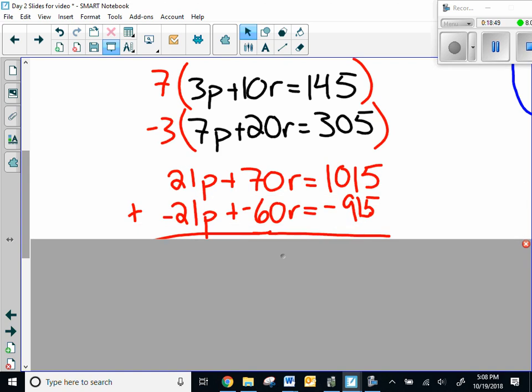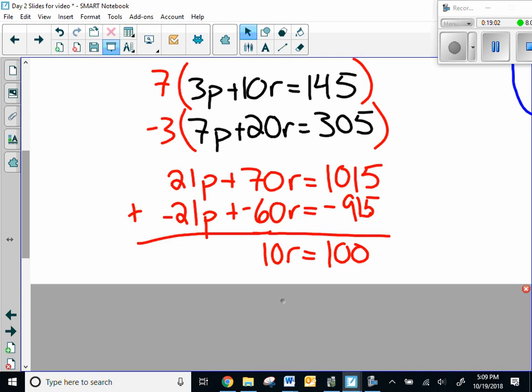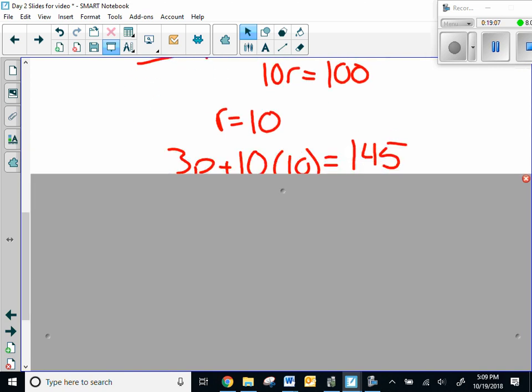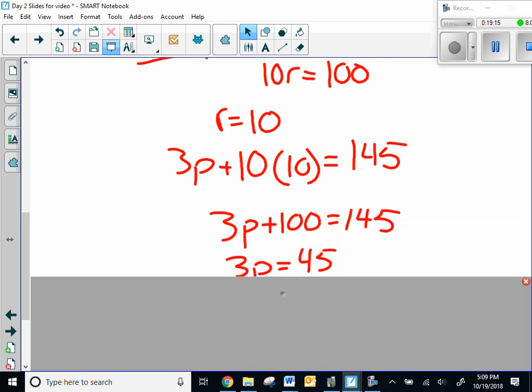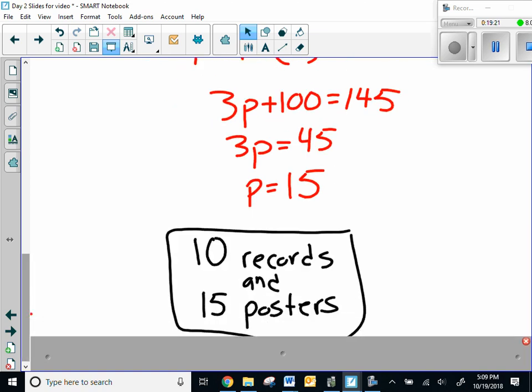So when we do that, we'd end up with these two equations. That's a -915. I know it looks a little funny there, but that's what that is. We add them up. Those p's will eliminate because they're opposites. So we have 10r equals 100. So r equals 10. Got to plug that in to find p. I plugged it into the first equation because, again, smaller numbers. I like the smaller numbers. Solve for p, and we get p equals 15. So what did this band do? This band sold 10 records and 15 posters.